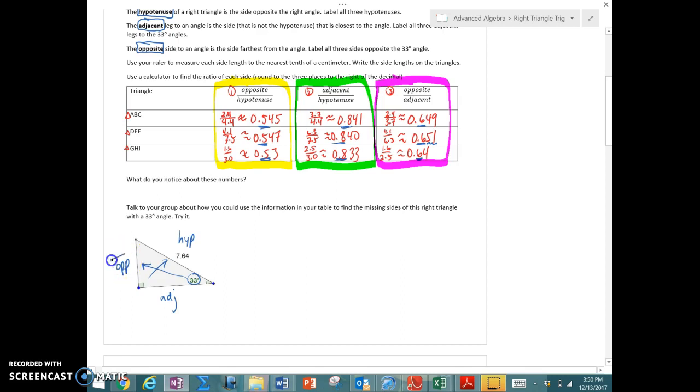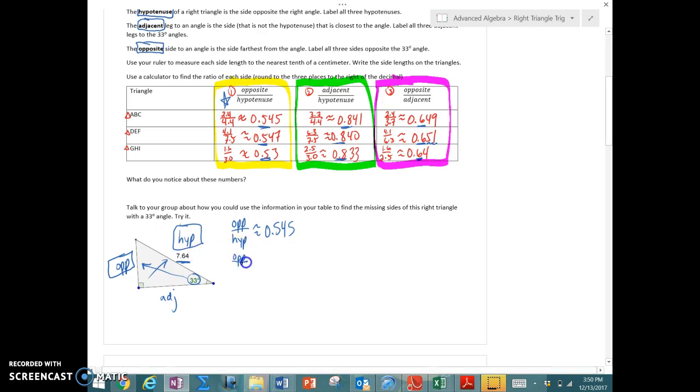Okay, so if I want to find my opposite side first, then I look back at the table. I know the hypotenuse. So if those are the two that I'm talking about, I can use the table above. And it was my original column that I used, opposite over hypotenuse. And in my first row, I got 0.545. Now I probably could have just used 0.5 because that was similar to all of them, but I chose to use this one first.